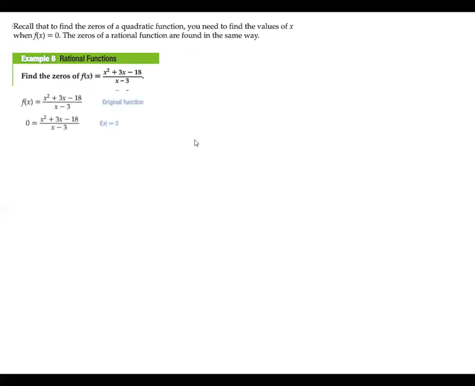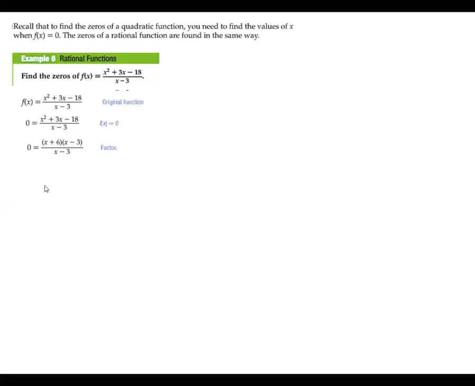Recall that to find the zeros of a quadratic function, you need to find the values of x for which f of x equals zero. Well, the zeros of a rational function are found the same way. So find the zeros of x squared minus 3x minus 18 over x minus 3. So you have the original function, and we set it equal to 0. Now think about this. To get a fraction to be equal to 0, you have to have the numerator equal to 0. So that's where we're going to go.